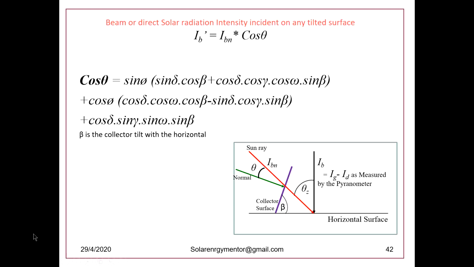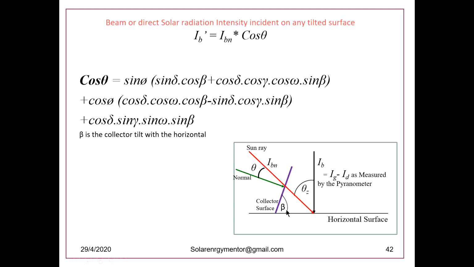Students are requested to use Excel or some computational tool for calculation of this cos theta. I will just read it once for our convenience. Cos theta, incident angle theta, is equal to sine phi, phi is here latitude, into bracket sine del into cos beta. Del is the declination angle. Beta is the slope of the collector.